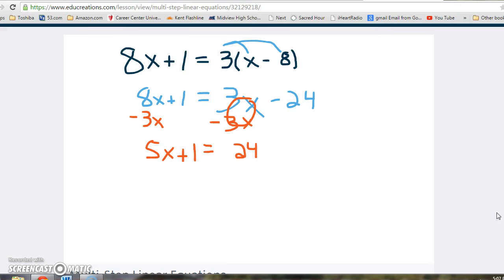Now, you should notice 24, that's actually not correct, because it should be negative 24. I point this out because it's a very common algebra mistake for students to make.